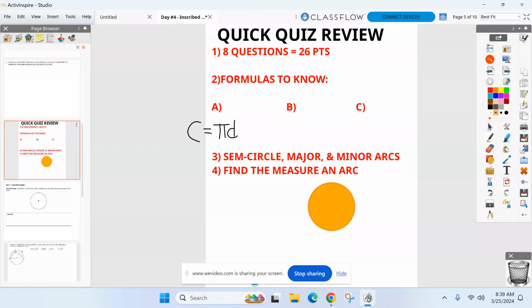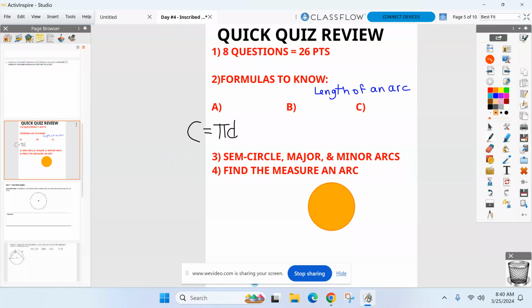circumference, pi d. D is for diameter length. That is on the formula sheet for you tomorrow. There's a lot on circumference. Next 2 formulas deal with length of an arc, which are not on the formula sheet. Okay, length of an arc, 2 formulas.